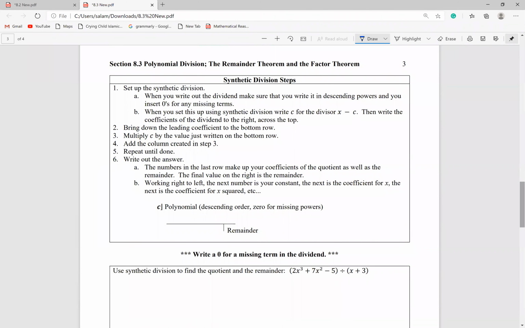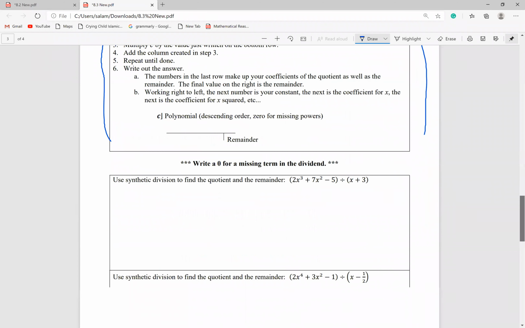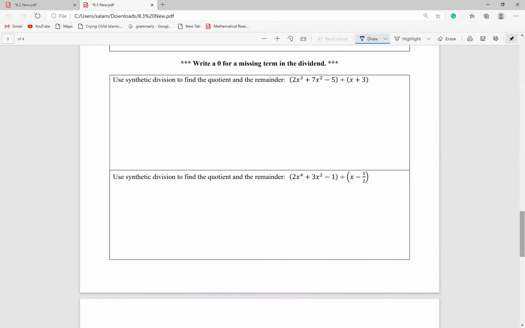For synthetic division, we have some steps here, but I'm going to go through the steps, so you can go through this later on. I'm going to apply the steps in the examples. The first example: we're asked to use synthetic division to find the quotient and the remainder. We are given 2x cubed plus 7x squared minus 5, divided by x plus 3.